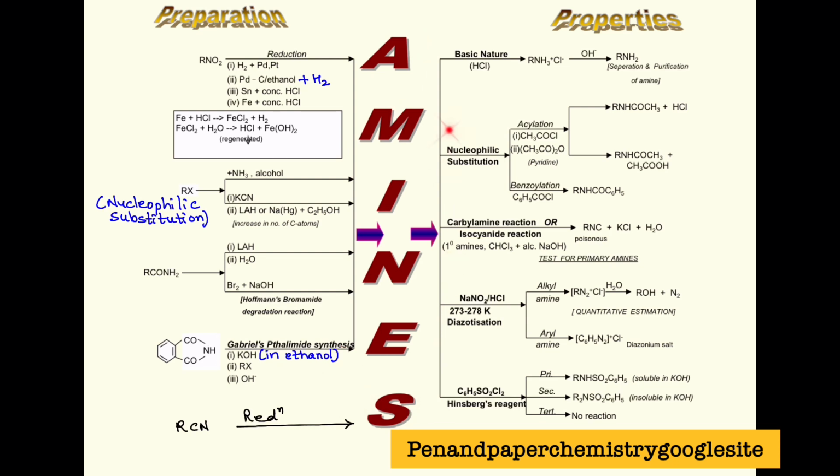Preparation of amines can be done from a number of compounds, mainly by reduction. So we have the nitro derivatives, we've got the alkyl halides, we've got the amides, we've got phthalimide, which is again an amide, we've got nitriles, which can all be reduced to give us amines.